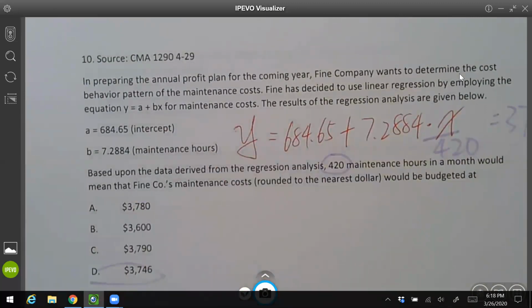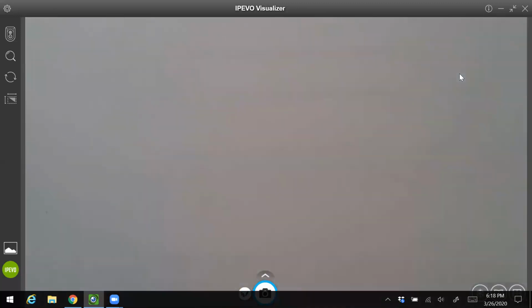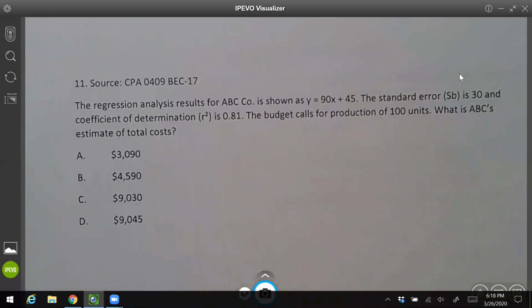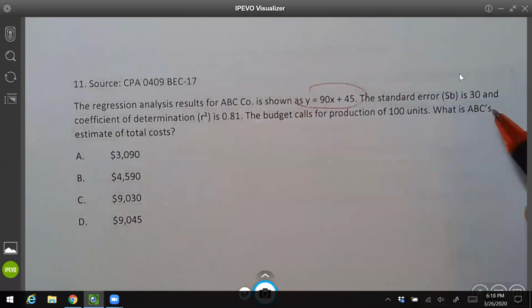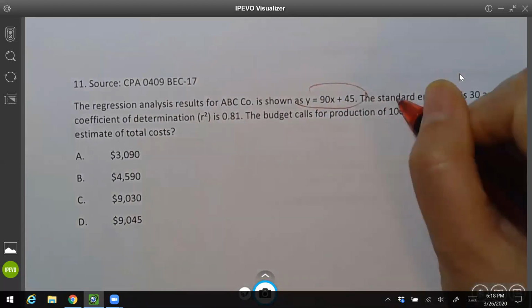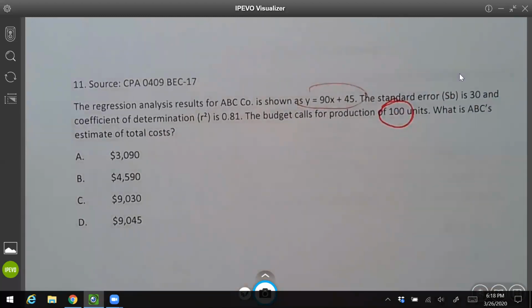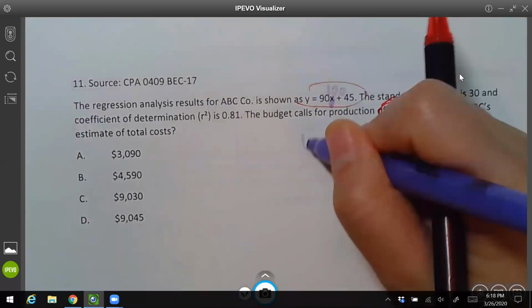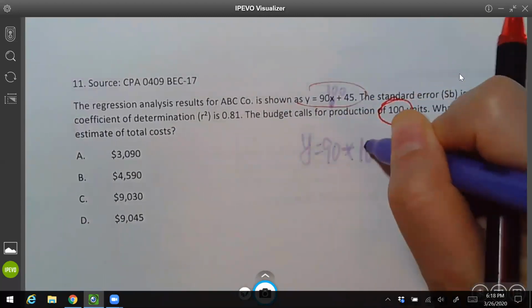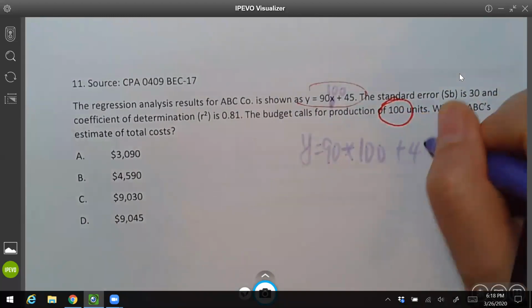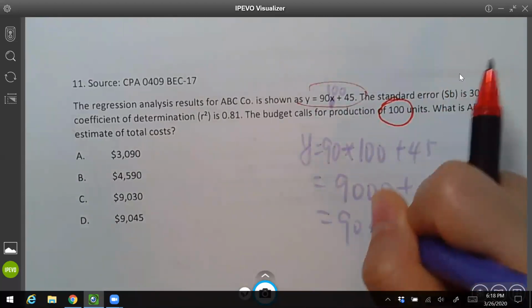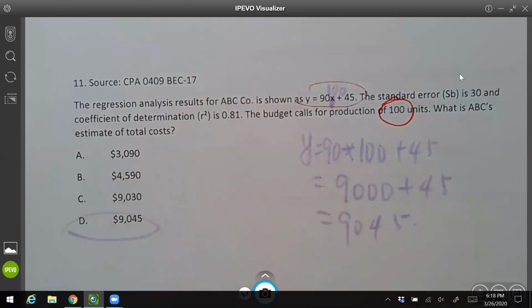Okay, so we got this one, and then we have the last one. CPA question. The regression says y equals this, and the standard error is this. Don't worry, R-squared is good. We just know it's good. The budgeted volume is 100 units. What should we do now? I'll let you do it. You replace x by 100. So y will be 90 times 100 plus 45. This is 9,000 plus 45, which is 9,045. We got it. I hope that's the right answer.